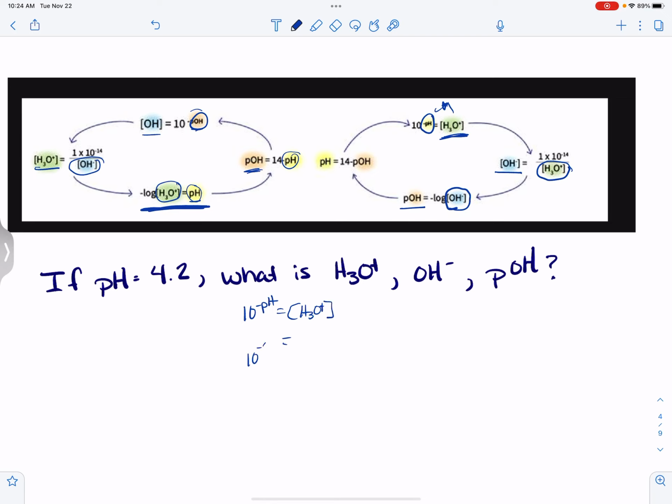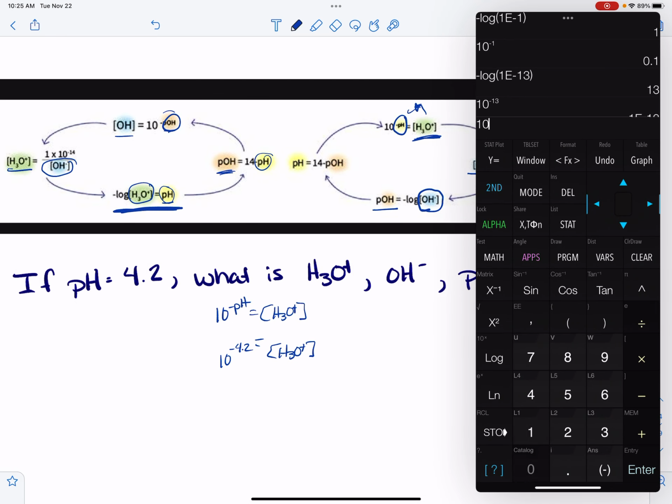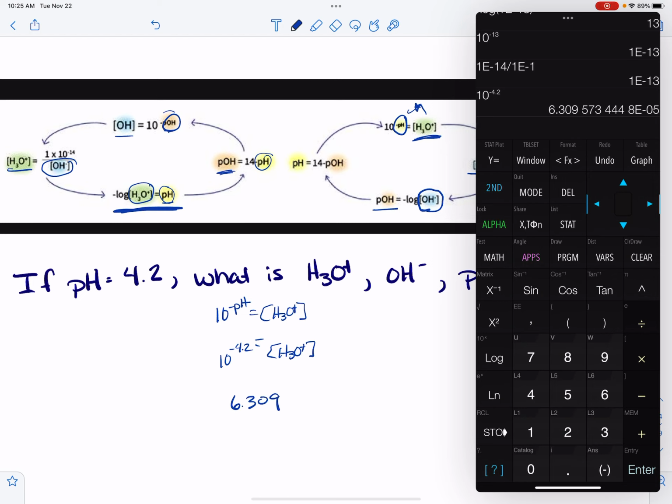So 10 to the negative 4.2 is equal to H3O plus. I can just put that in my calculator: 10 raised to the negative 4.2. That tells me my answer is 6.309 times 10 to the minus 5th. Don't forget, these are always going to be a times 10 to the minus something. That is my H3O plus.